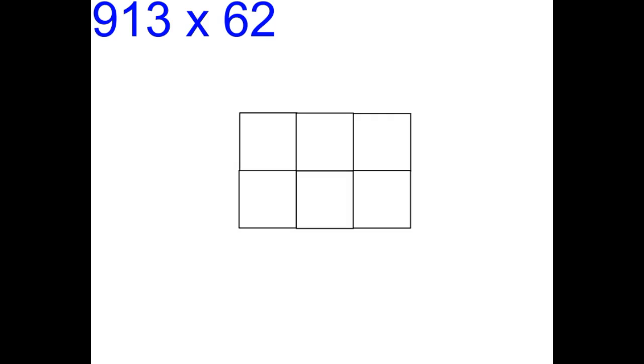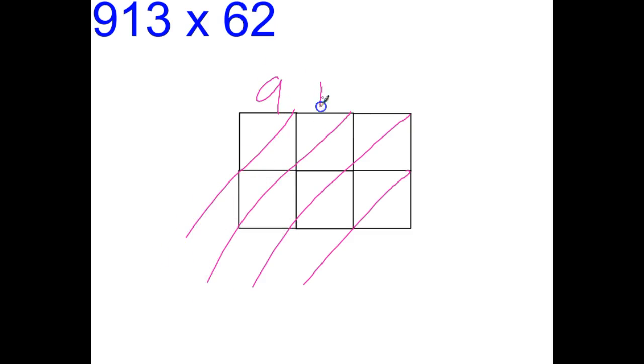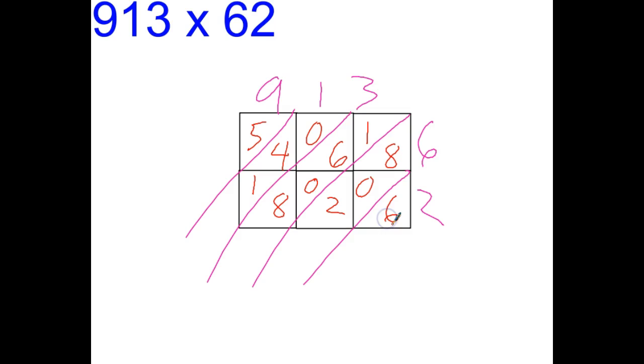Last one, you try it out. Get my diagonals in. 913 on top. 62 coming down. Start multiplying. 6 times 9 is 54. 1 times 6 is 6. 3 times 6 is 18. 2 times 9, 18. 2 times 1 is just 2. 2 times 3 is 6.